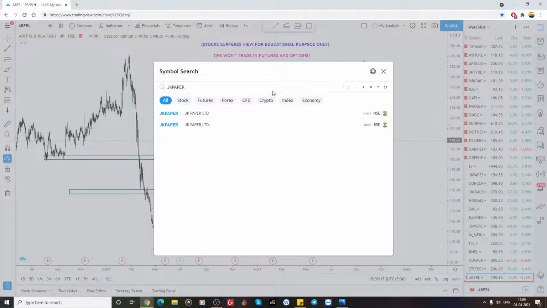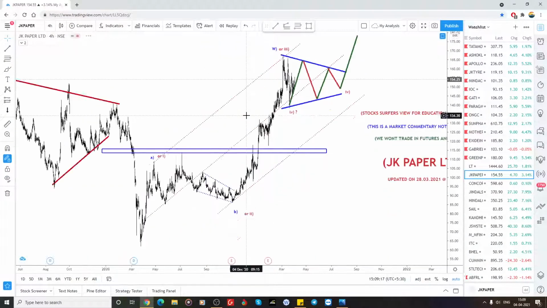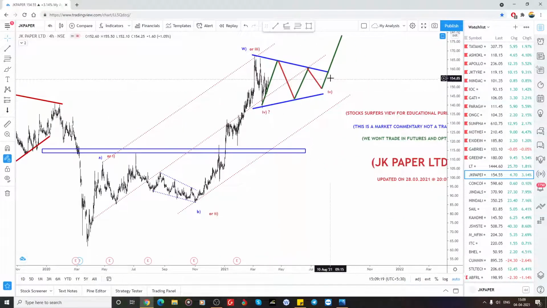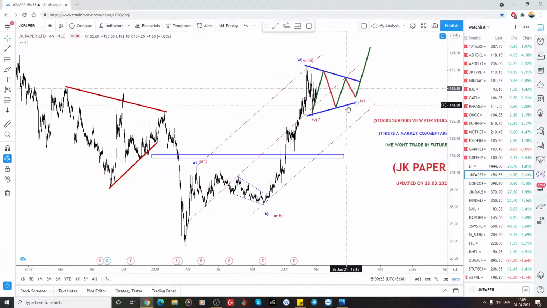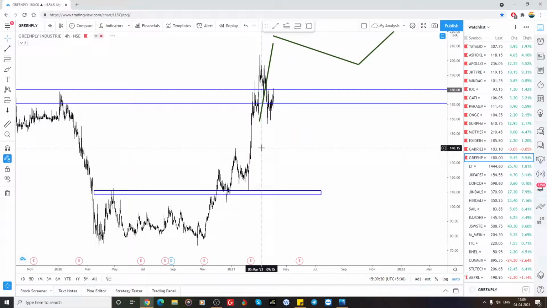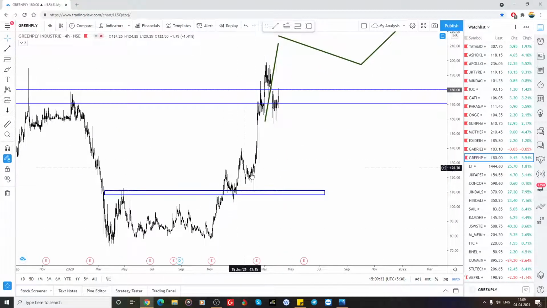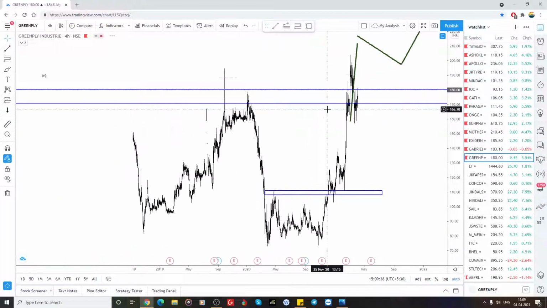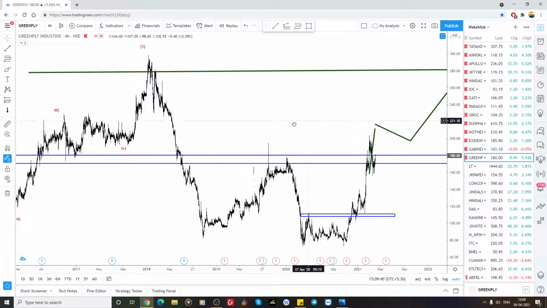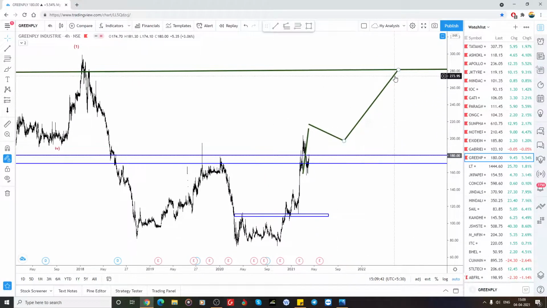So next is JK Paper. Also I said it's a bigger 4th wave. Whether the 4th wave is completed or we are still in that 4th wave as a triangle, then again it can shoot also. And one more thing I'm just keeping on watching is the green ply. It's also 1 2 3 4 5 has got completed, and 1 2 3 we are in the bigger 4th. So still I'm looking for that to complete nearly for the 5th wave.